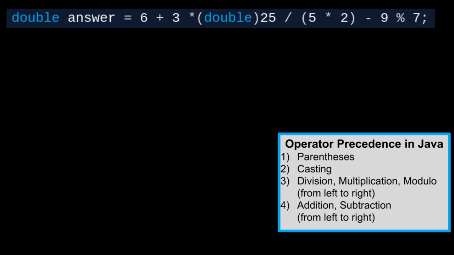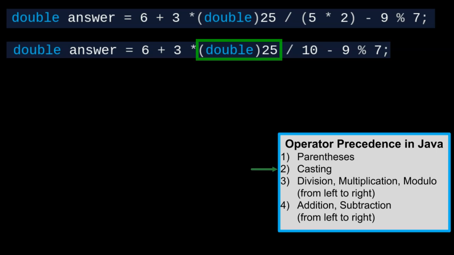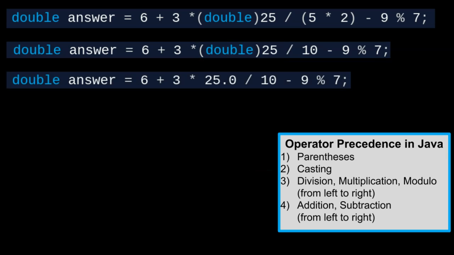Let's do that. The first thing to get evaluated is this set of parentheses. That evaluates to 10. Then this cast turns the integer 25 into the double 25.0. Now we do multiplication, division, and modulo in the order in which they occur as we read the expression from left to right.